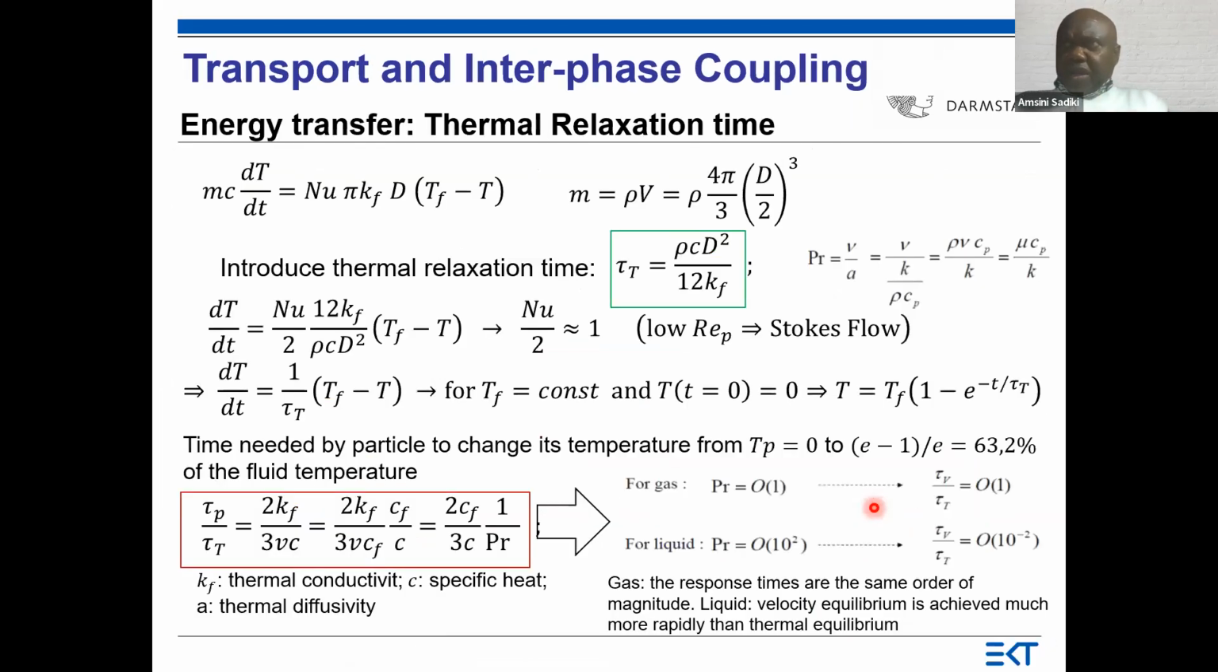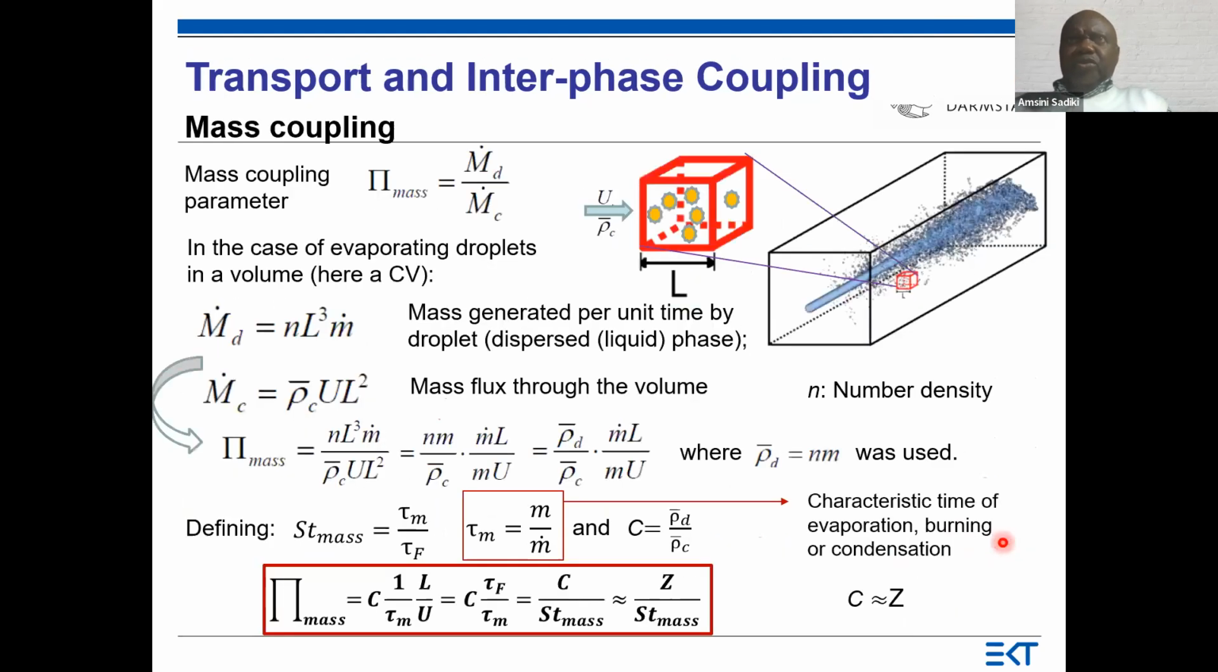At the end we obtain the ratio between the thermal relaxation time and the dynamic relaxation time. We obtain that for the liquid, the velocity equilibrium is achieved much more rapidly than the thermal equilibrium, as we see with respect to this ratio, which is very small. Now, let us continue with this interface coupling.